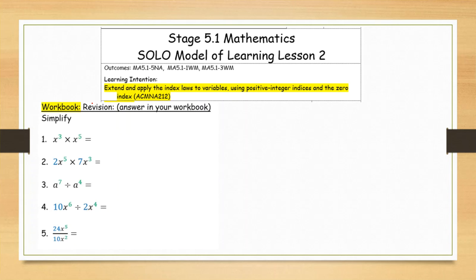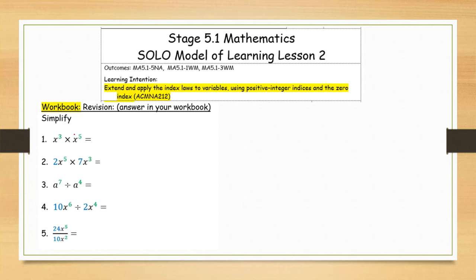So the learning intention today is to extend and apply the index laws to variables using positive integer indices and the zero index. The revision questions are here, so you can pause the video and then I'll explain the answers. Okay, the answers are here.